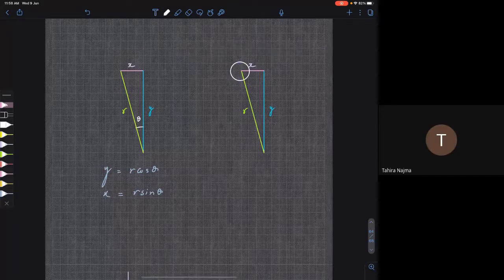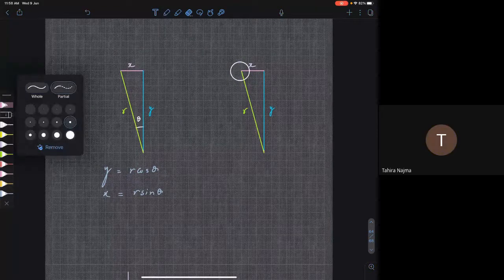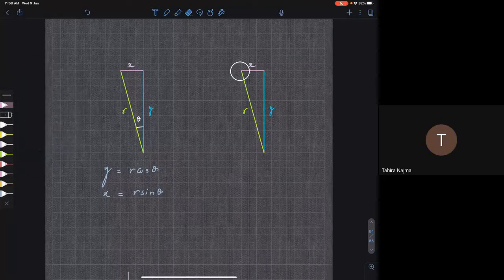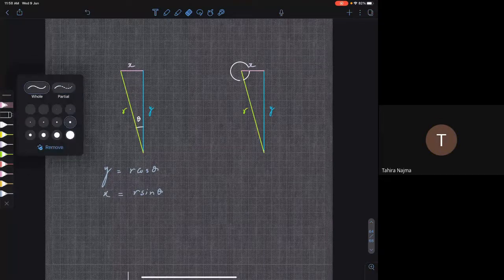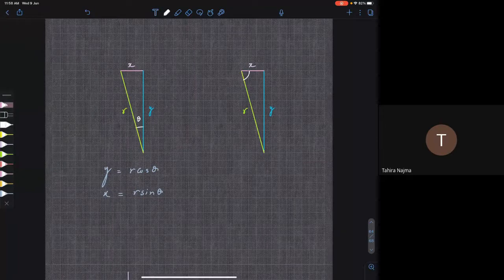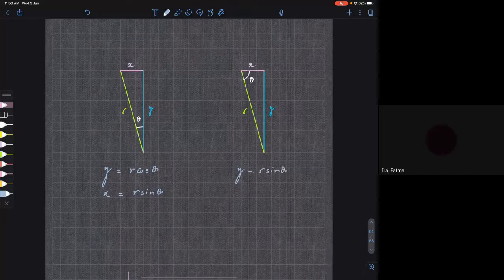x equals r cos theta, y equals r sin theta. So here you can see that theta is touching x and it is not touching y. So y becomes the opposite side and x becomes the adjacent side. So tell me, y is equal to r sin theta and x equals r cos theta. Are you comfortable with this now?